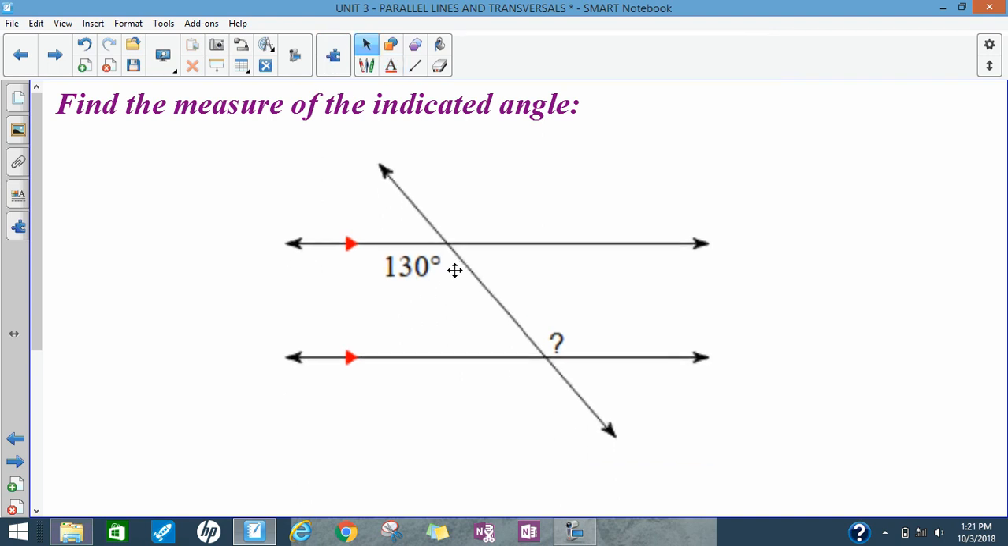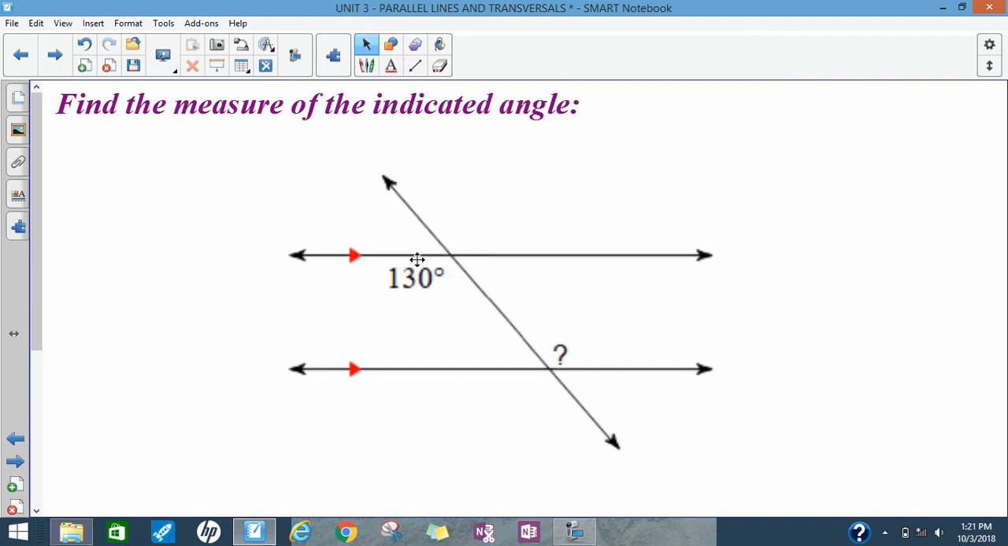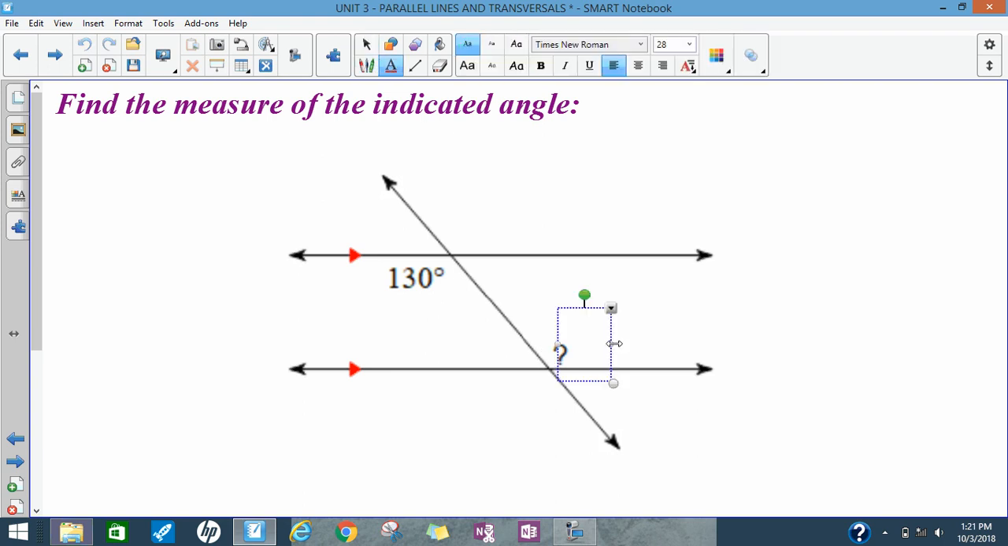Let's do one more together. This time I have two interior angles. They're both in between the parallel lines. They're on alternate sides of the transversal. And so they're alternate interior angles. And we just learned that alternate interior angles are the same size. They should look like they're the same size because they are 130 degrees.